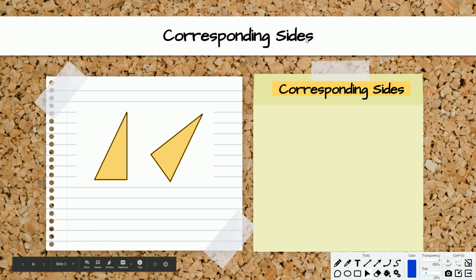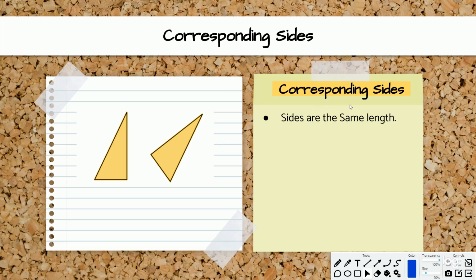All right, the next thing we have is corresponding sides. And corresponding sides are sides of the shapes that are the same length. And the sides are represented or shown by using tick marks on our shapes to show that they are the same length. So here's an example of what it looks like.